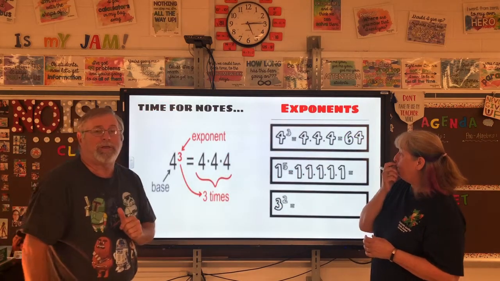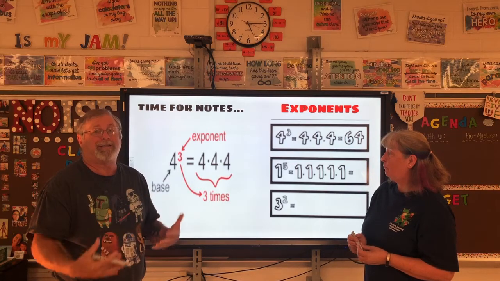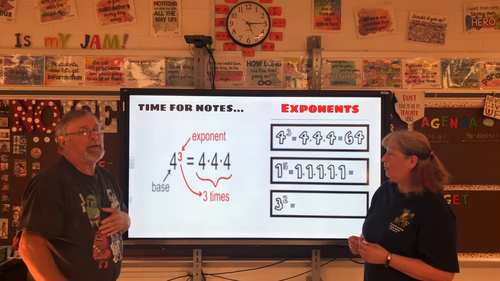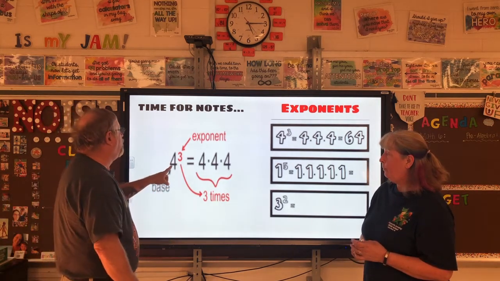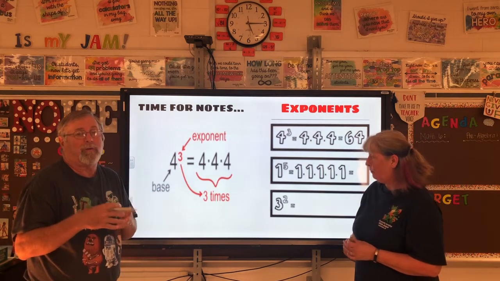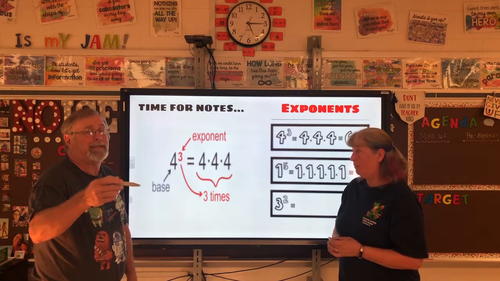The first thing we need to know about is, when we look at a number raised to a power, what does it mean? Here we have 4 to the third power, another way of saying 4 raised to the third power. The 4 is called the base, the number we're using, and then there's the exponent, the number we're raising it to.